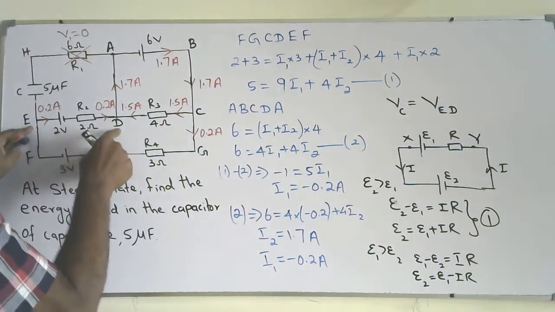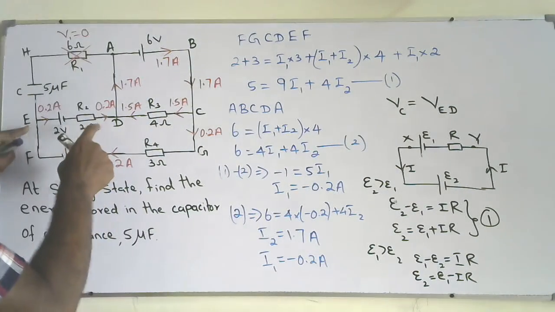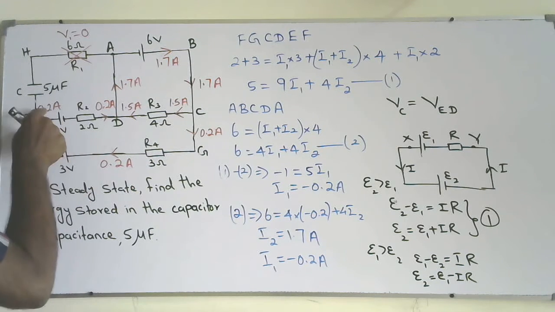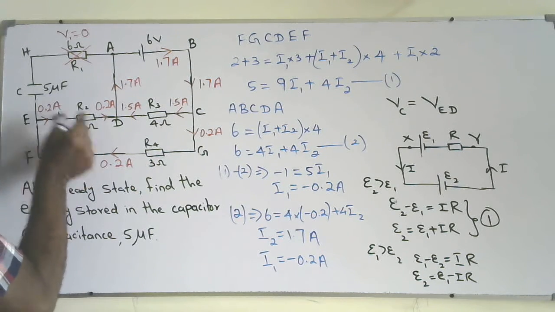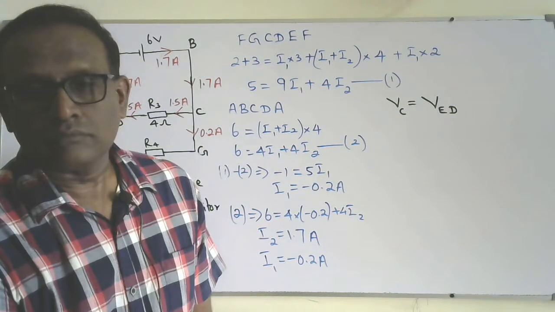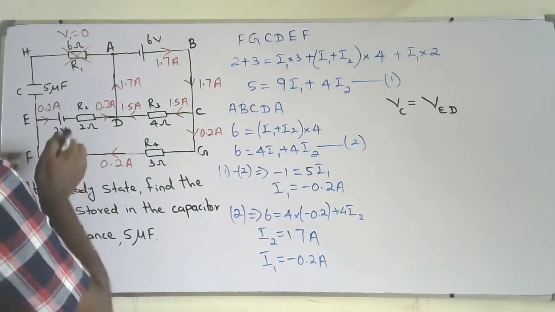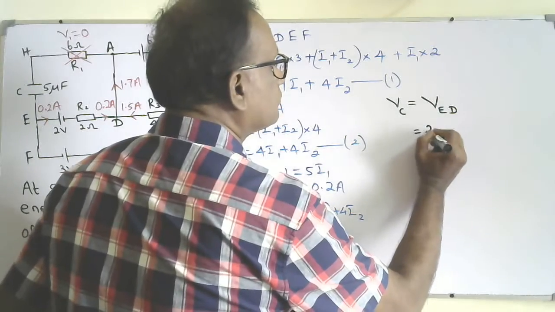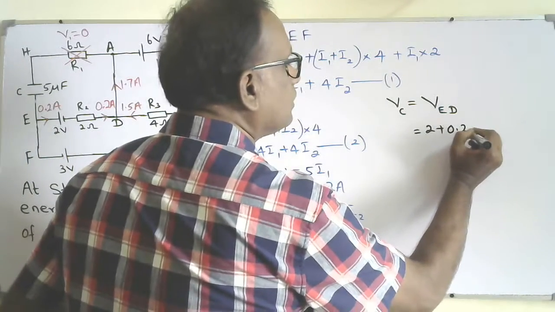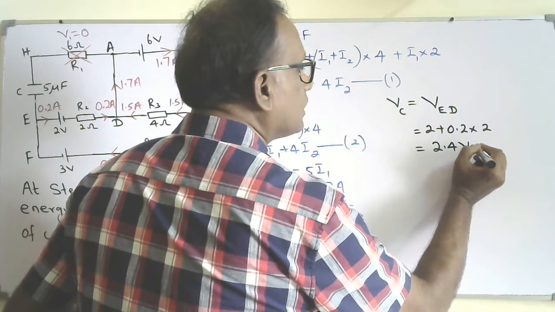So the voltage across E and D is the voltage across the capacitor, as I already explained. It is given by 2 plus 0.2 into the resistance. So VC equals VED, that is 2 plus the current 0.2 into 2, so that is 2.4 volt.